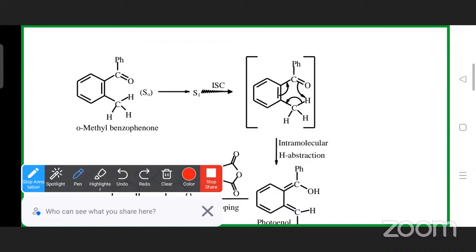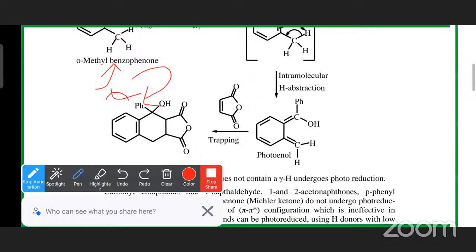a rearrangement reaction. So this bond shifts here, and this bond shifts here. Then it takes this proton here. So like that, it undergoes an intramolecular rearrangement reaction, and it is going to give your photoenol product here. So this is the mechanism or the pathway for the photoenol product.